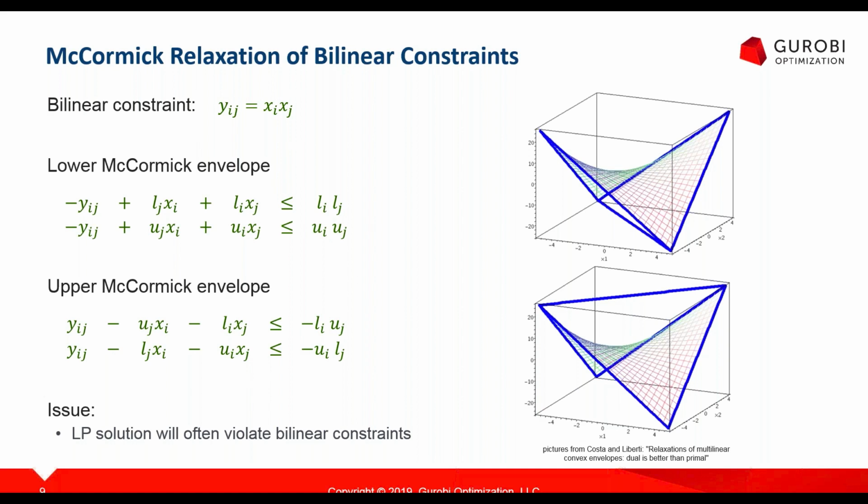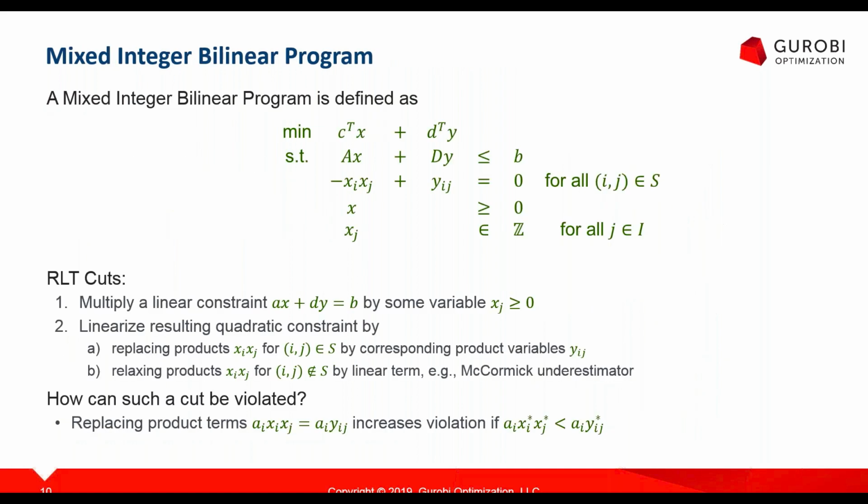So what can we do if an LP solution violates a constraint? Well, one possibility is to add a cutting plane that cuts off this infeasible LP solution. And this is what these so-called RLT cuts are about. So they are cuts that are derived from a more general technique that is called the reformulation linearization technique. And they work as follows. So given is a mixed integer bilinear program, as we have defined it before. And now we take some linear constraints, so it could be an equation or an inequality, and we multiply it by some non-negative variable xj.